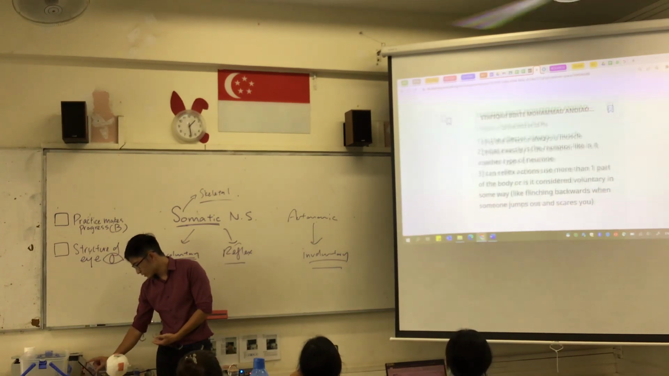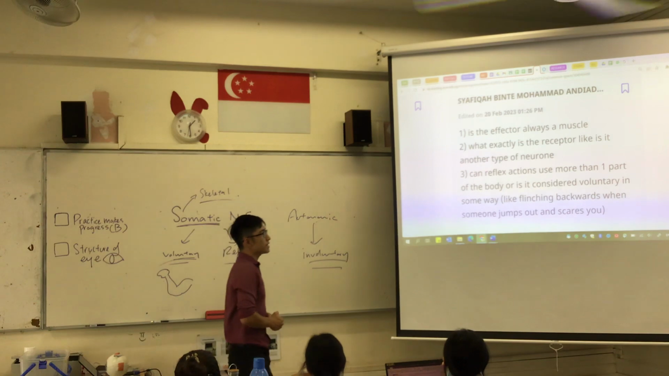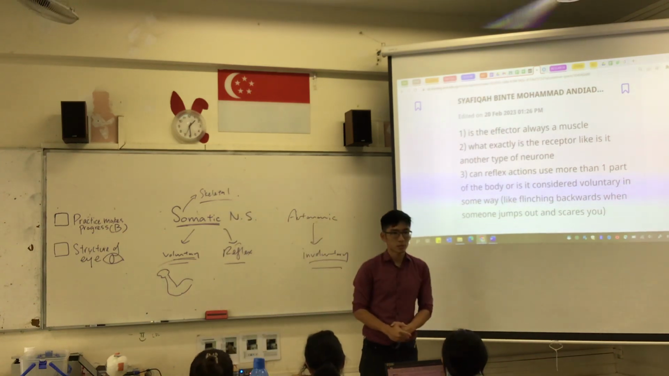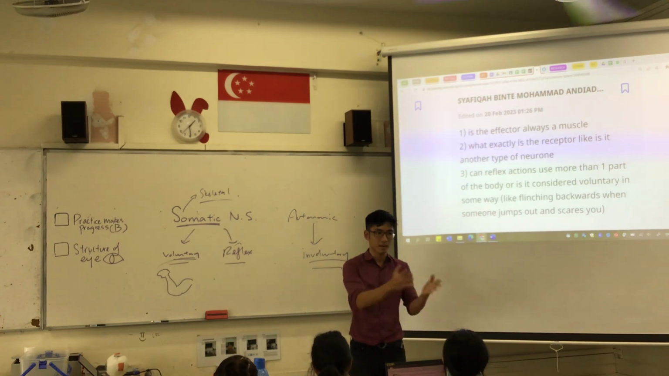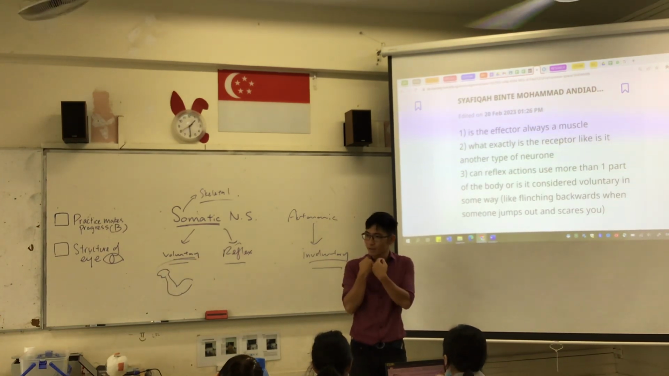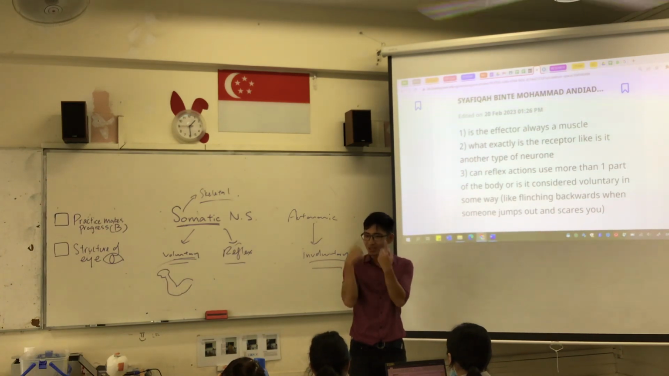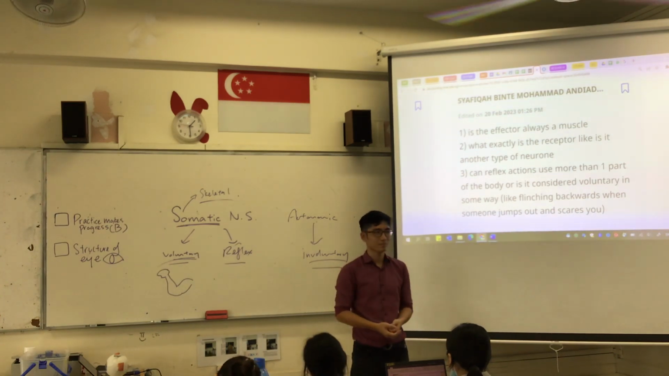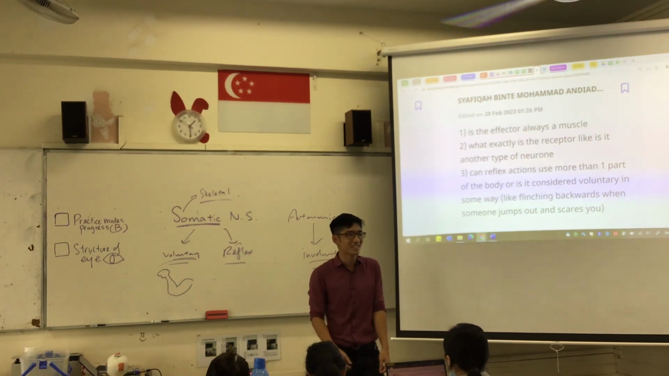Shafika asks a very good question. Is the effector always a muscle? Not necessarily. There are other effectors, for example, glands. Your salivary glands are effectors. When I see something tasty, my salivary glands squirt out saliva. Have you experienced it yet after I told you about that?